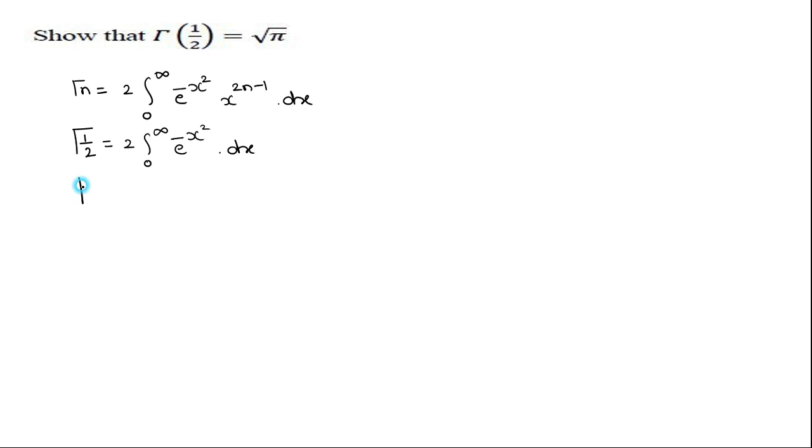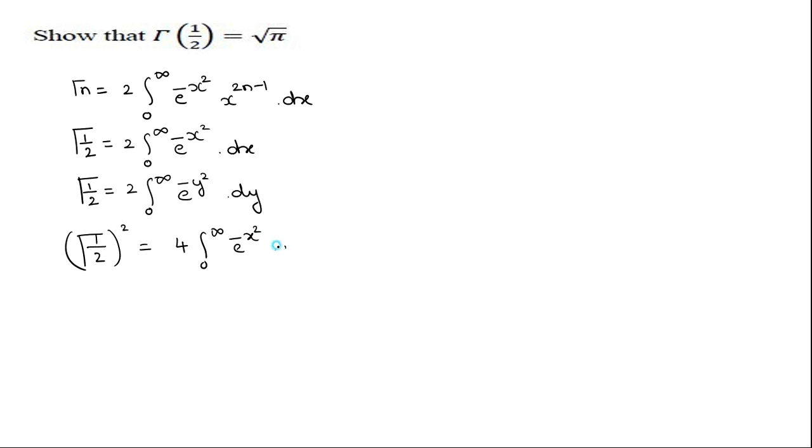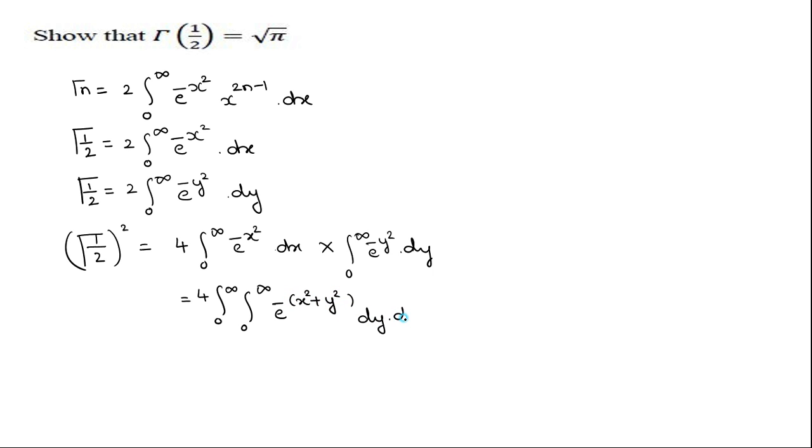So let me take another gamma 1 by 2 in terms of the variable y. So it will be the integral from 0 to infinity of e raised to minus y square dy. Multiplying these two, gamma of 1 by 2 the whole square is equal to 2 into 2, that is 4, times the integral from 0 to infinity of e raised to minus x square dx into the integral from 0 to infinity of e raised to minus y square dy. Combining these two integrals, it's 0 to infinity, 0 to infinity, adding the powers of e, it's x square plus y square, dy dx. We'll solve this by converting into polar coordinates.